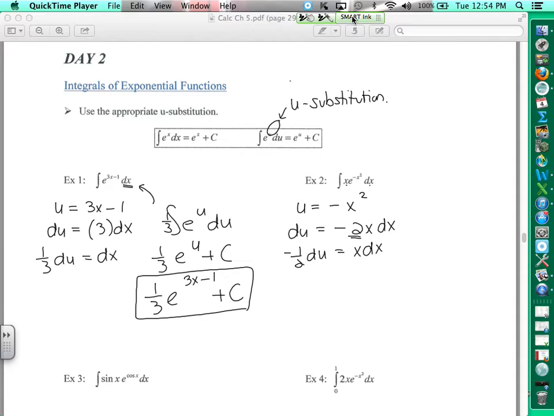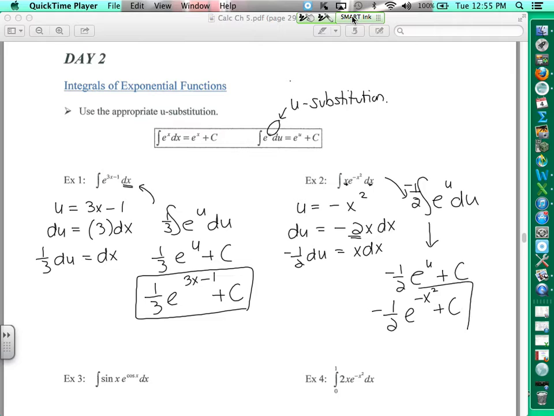And now I can rewrite this all in terms of u. So I have e to the negative x squared, which is e to the u. The x and the dx I'm going to replace with negative 1/2, negative out there, and it's du. And now you can integrate. E to the u integrates to e to the u. Take out u and replace it with what it's equal to in terms of x. You can leave your answer just like that.